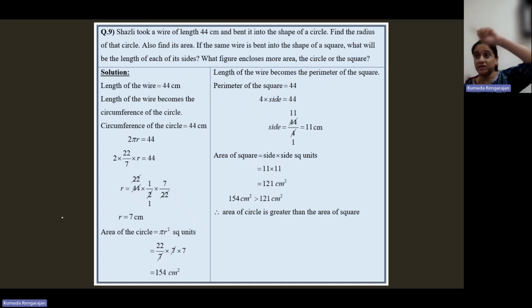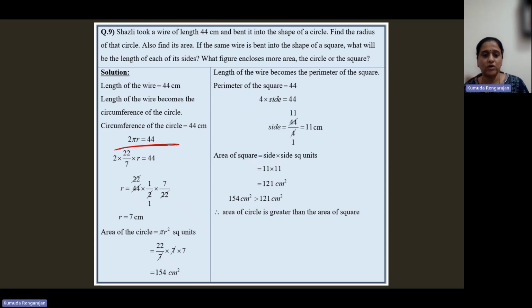It becomes the boundary. Imagine that there's a length of wire, 44 centimeters. So she bends it to make a circle. So where is that 44 centimeters now? It's like this. That 44 centimeters becomes the circumference of the circle. So 2 pi r is equal to 44. Find the radius of that circle.